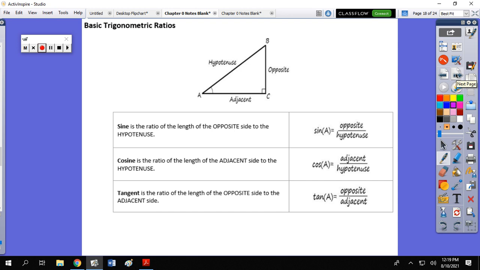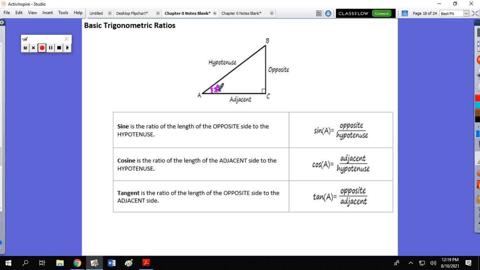Now that we understand that the three sides of the triangle are named opposite, hypotenuse, and adjacent based on one of the acute angles, and in this picture we're using angle A, there are three basic trigonometric ratios. They are the sine, the cosine, and the tangent. When I say ratio, you should hear the word fraction. Ratio and fraction are synonymous. They mean the same thing. So sine, cosine, and tangent are comparing the side lengths of the triangle, two out of the three.